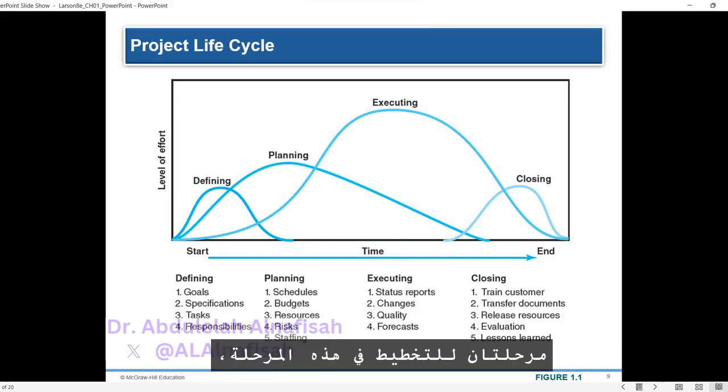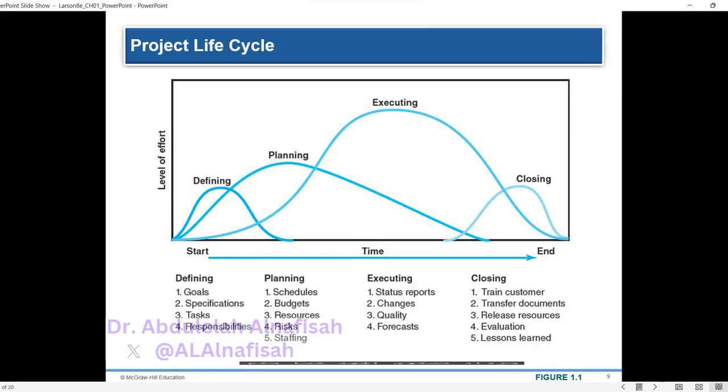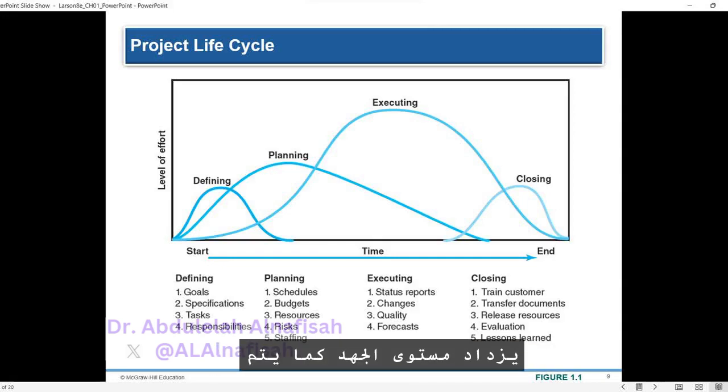2. Planning stage. In this stage, the level of effort increases as detailed plans are developed. The project plan outlines what the project will entail, when it will be scheduled, who will benefit from it, the expected quality level, and the budget. This stage involves thorough planning to ensure that all aspects of the project are considered and accounted for.